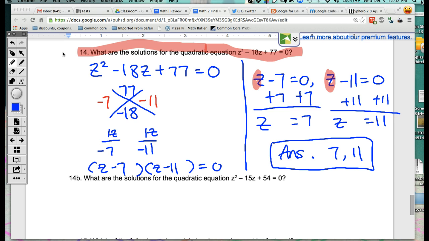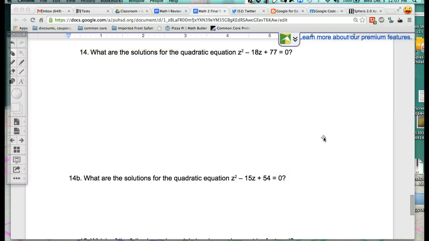Okay? So now, I want you to go ahead and solve 14b and give me the answer. We gotta move on, so I highly recommend that you work at it as fast as you can. Ready? Go. Which one? 14b.